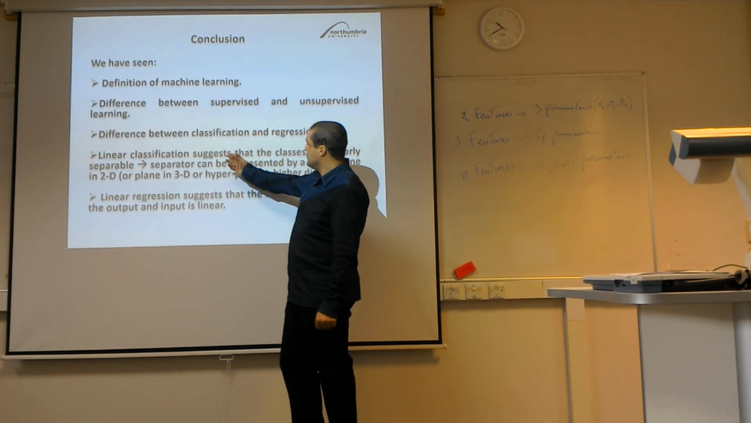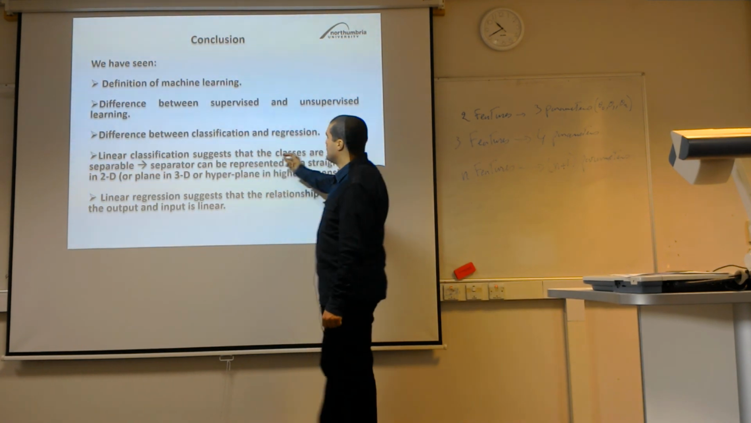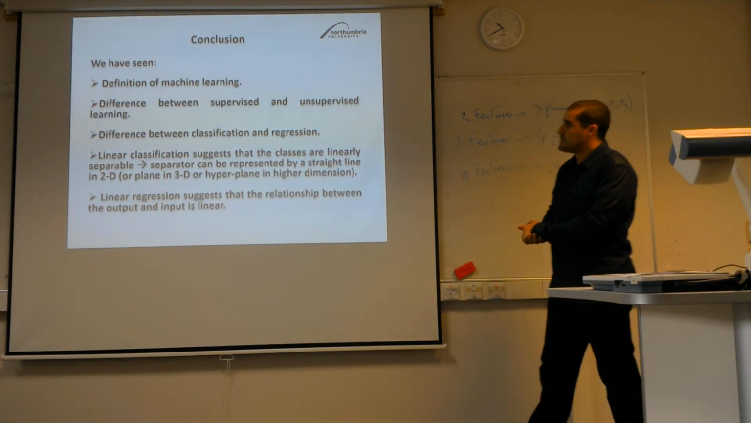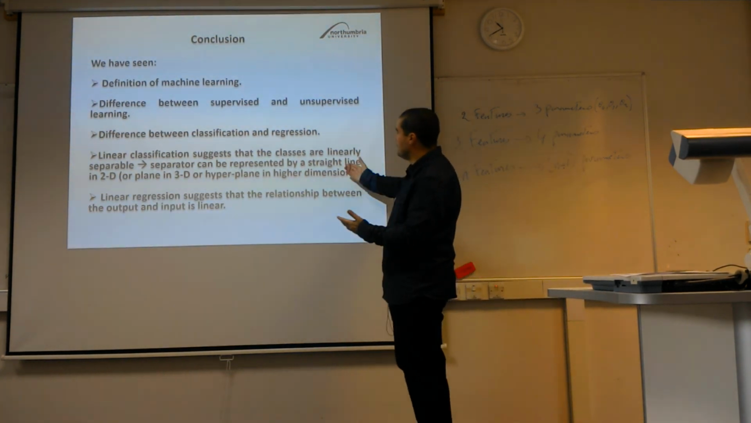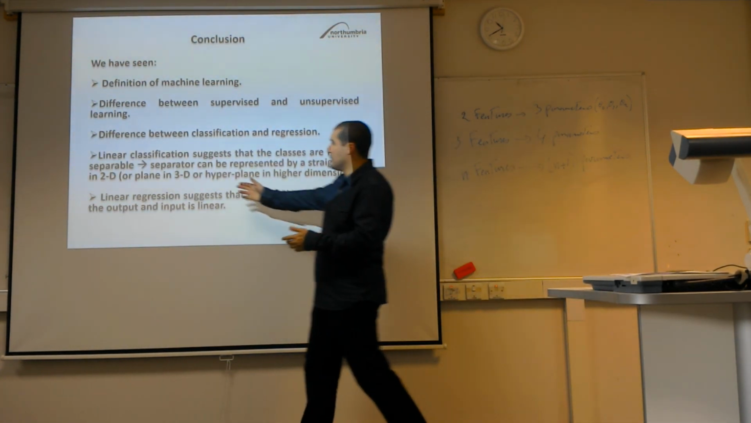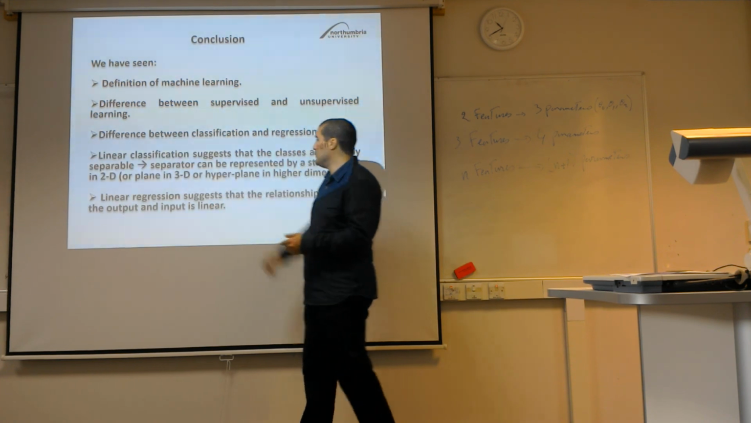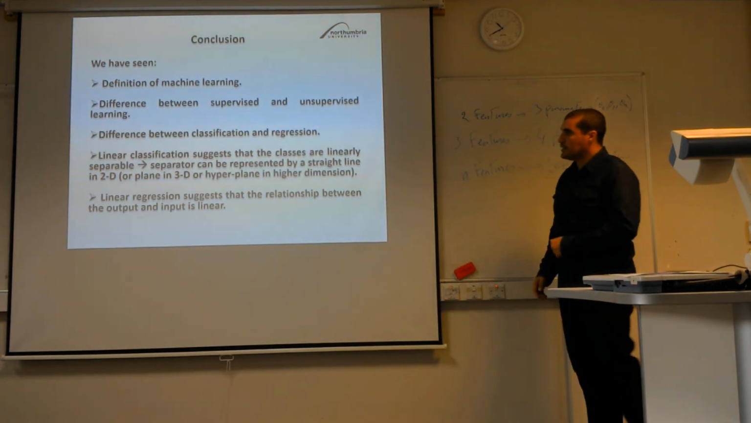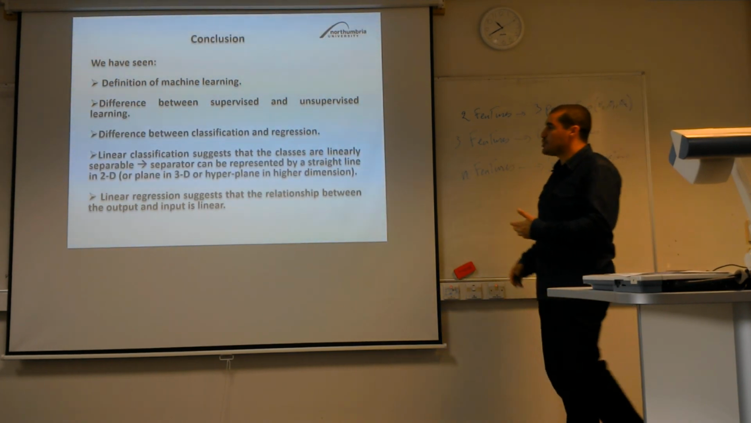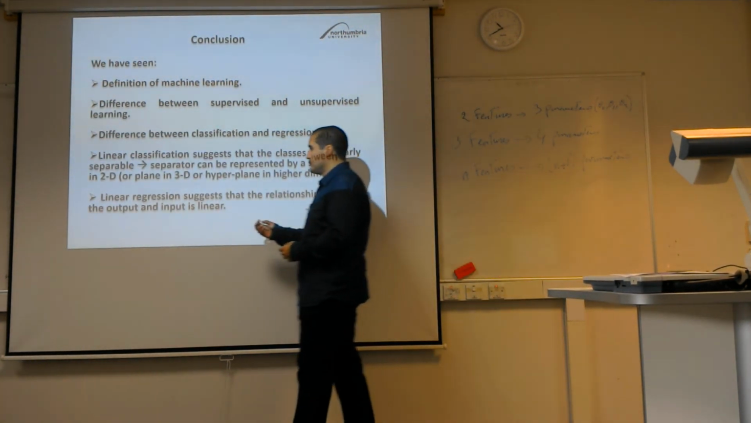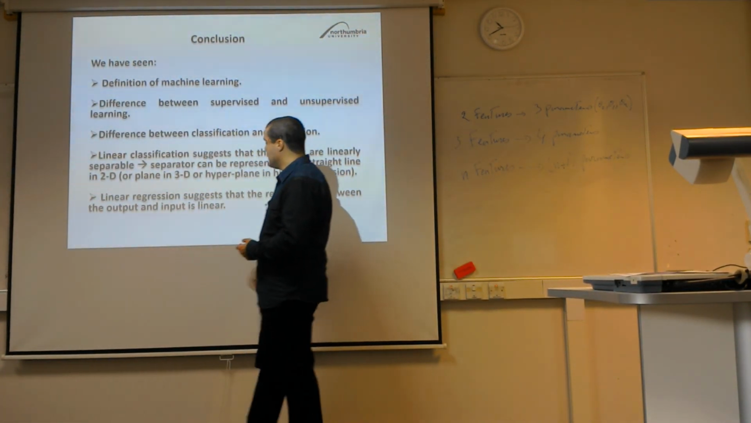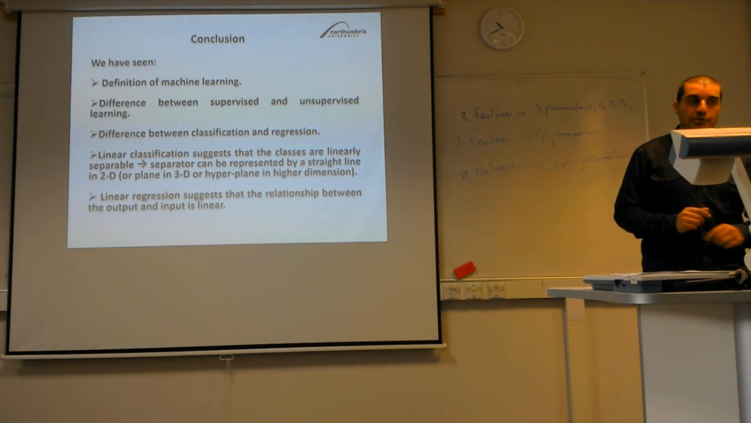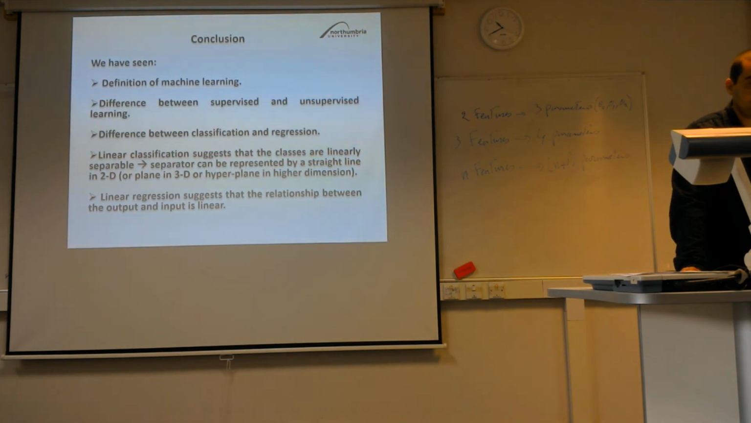So linear classification suggests that the samples are linearly separable. The separator can be represented by a straight line in 2 dimensions, or a plane in 3D, or a hyperplane in higher dimensions. Linear regression suggests that the relationship between output and input is linear. Linear means we just use the equation of a straight line.